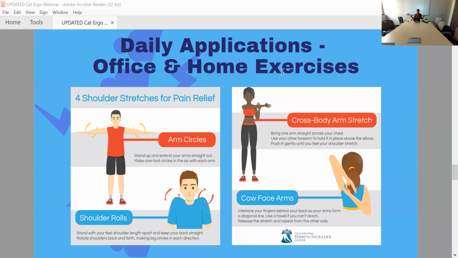Okay, and then same with the shoulder rolls that you see displayed on the screen. So you want to roll your shoulders forwards and backwards, making sure that your back is in alignment and straight. When you're doing these exercises, try not to go too fast or too slow, just because you don't want to hurt yourself and you want to get the most benefit.